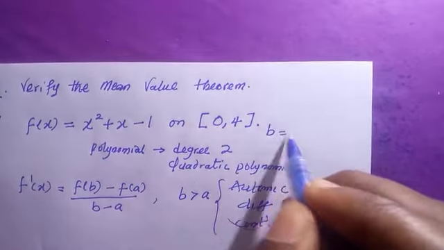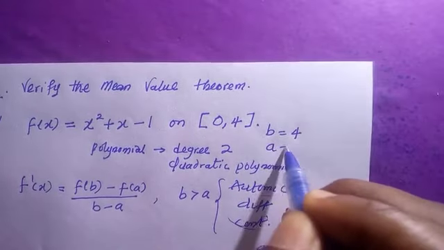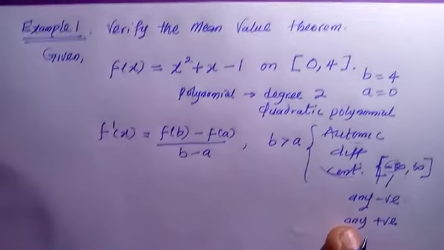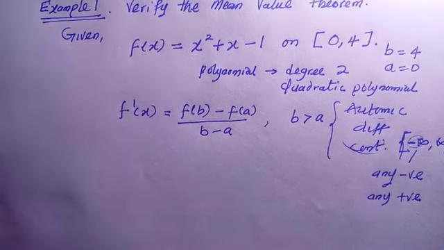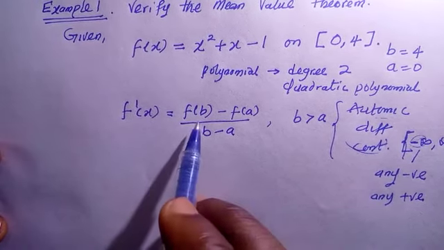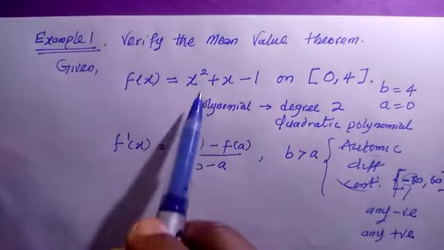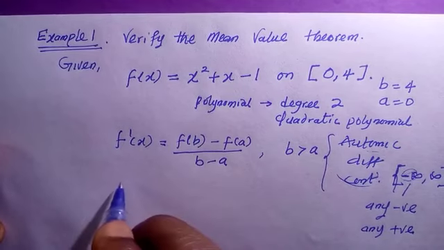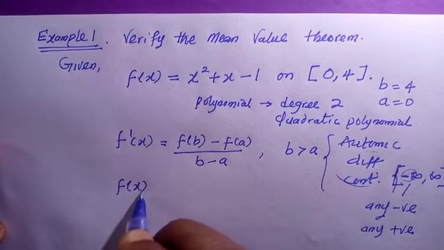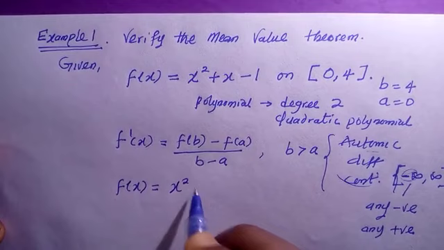And here we have b to be 4 and a to be 0. How do we know this? From the condition that b must always be greater than a. So we choose the greater number for b and the smaller number for the value of a. After knowing that, what are the things we must provide in this? We must know the value of b. But let's see the question first.